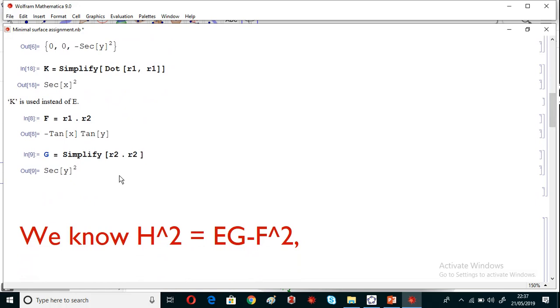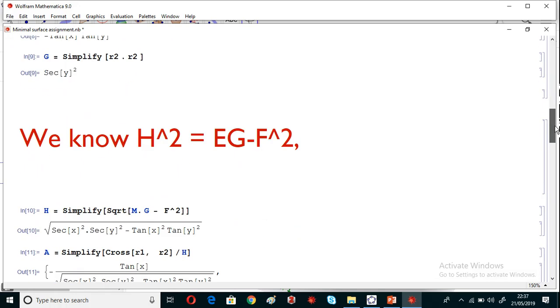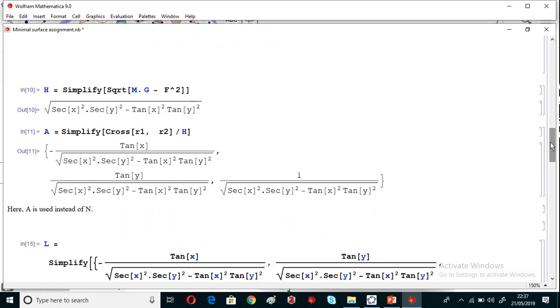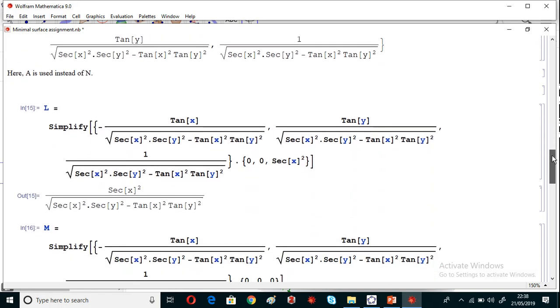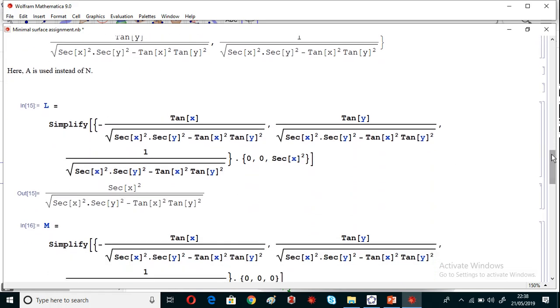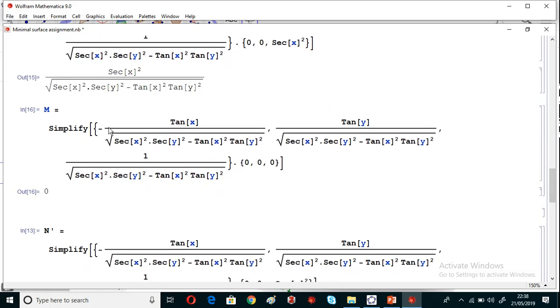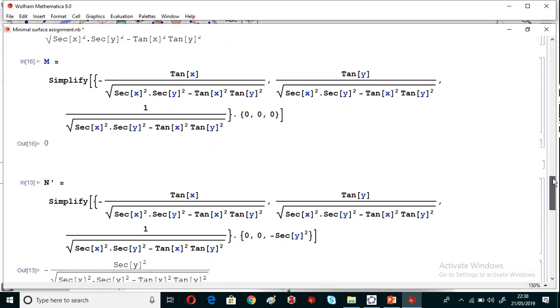Then G, simplify r2 dot r2, you will get sec square y. Then we know h square equal to EG minus F square. With the help of this formula, we can find h, which is shown this way here. After finding h, we have to find n. Here a is used instead of n because it has the same problem. Then we can find L. We plot this way for L. Then we can find M. We can simplify. Then we can find N.